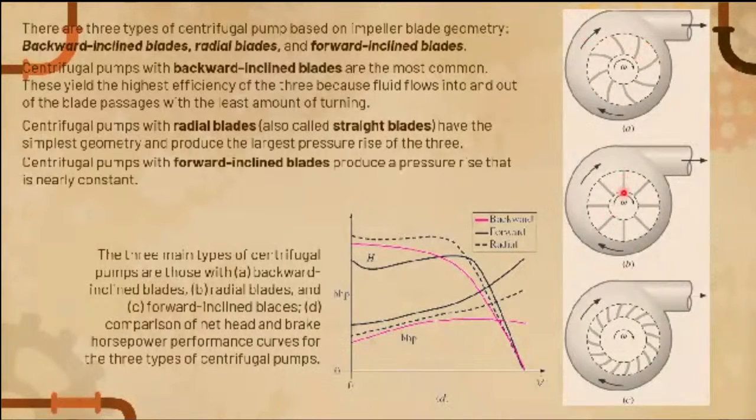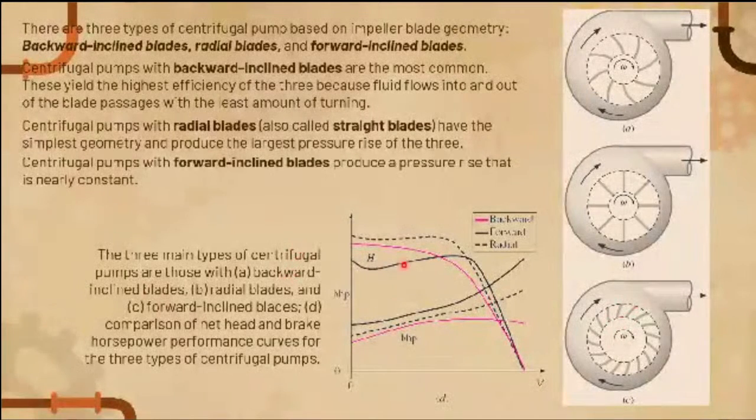And then this one is like a straight plate. So here you say it's a straight plate. And then the third type is the forward inclined plate. The curve is this way, and then the rotational direction is this way as well. So it's in line with the rotation direction. So the rotation direction is this way, and then the plate is this way.